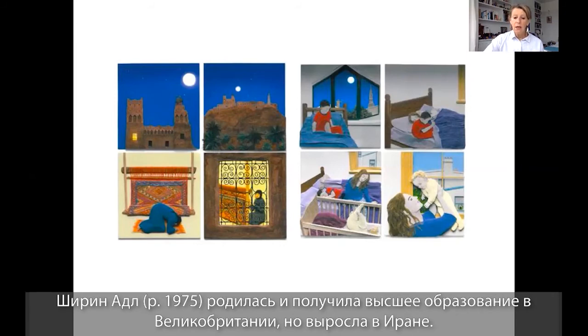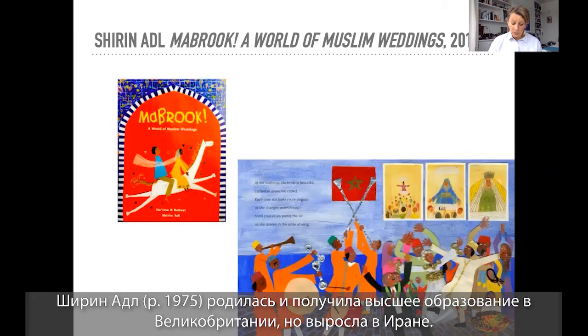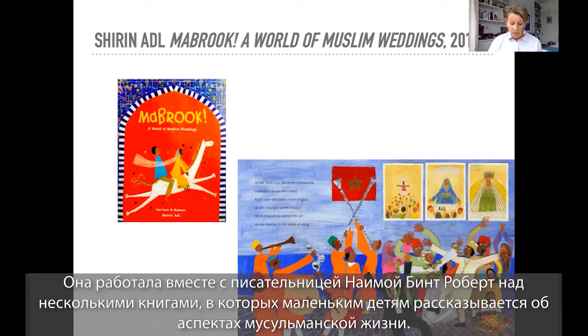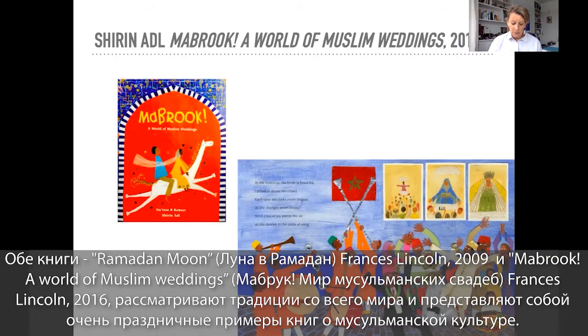Shirin Adel is a British-based but Iranian-born, brought up in Iran, artist, and she's collaborated with the writer Naima bint Robert on several books which look at aspects of Muslim life for young children. Both Ramadan Moon and Mabruk, A World of Muslim Weddings, look at traditions around the world, and are very celebratory examples of books about Muslim culture.